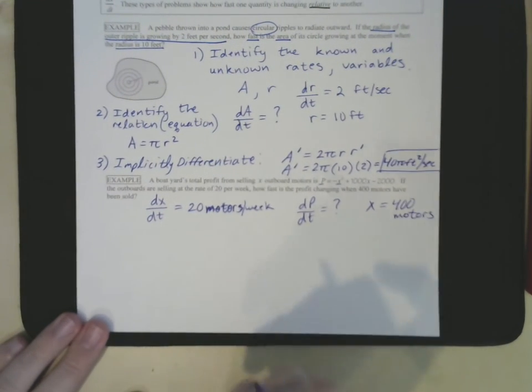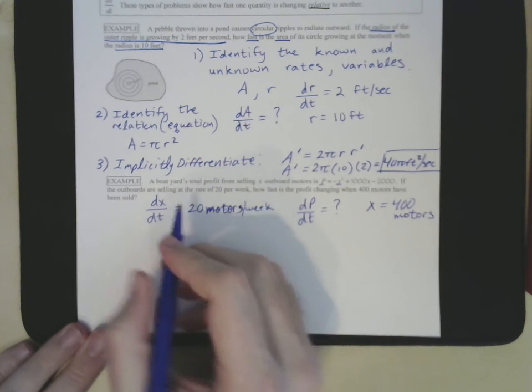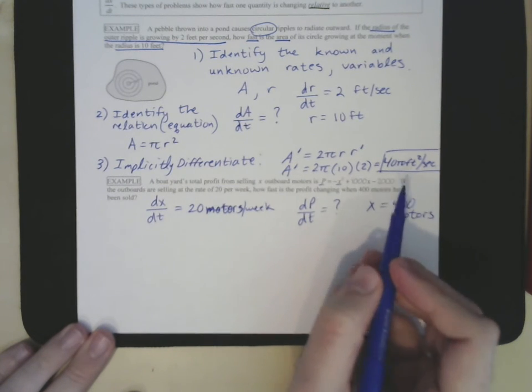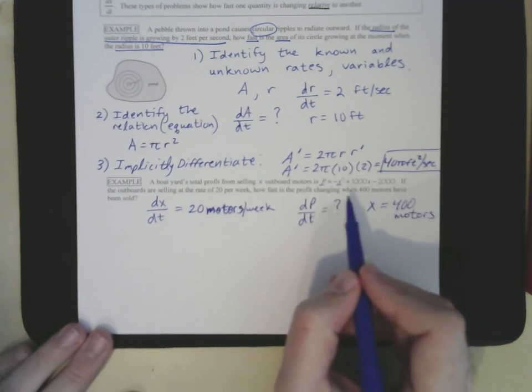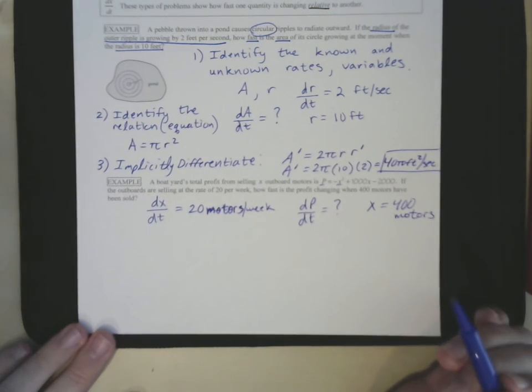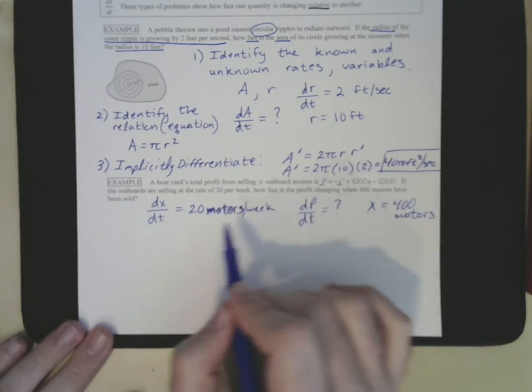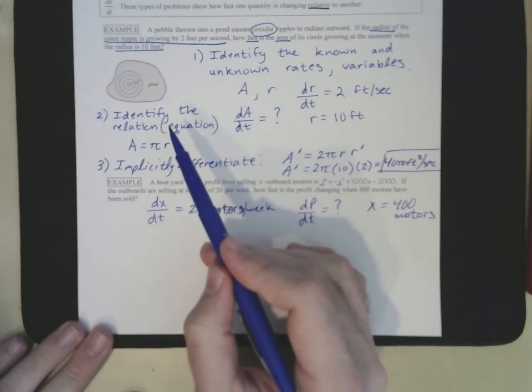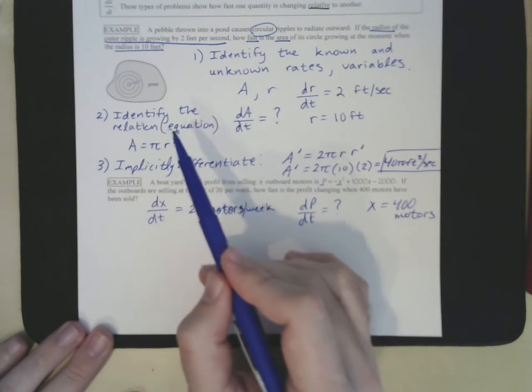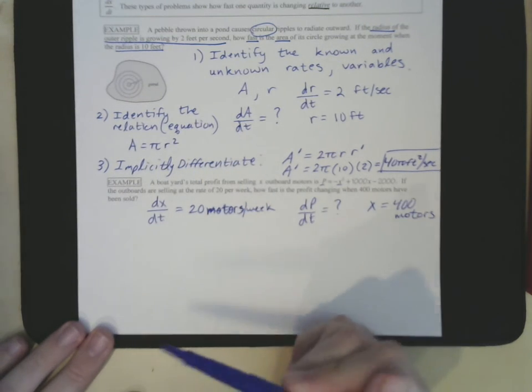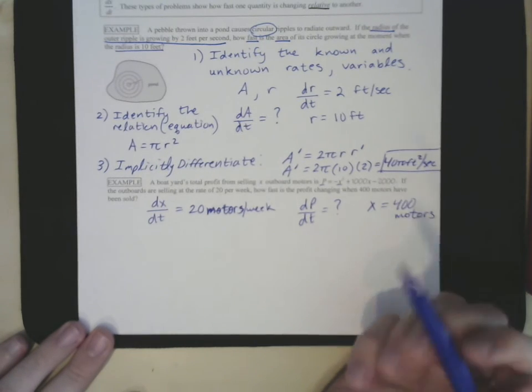So they gave us the relation. Sometimes some problems will give you the relation if it's a custom thing. So this is custom to this problem. Sometimes, like in this first example, you'd be expected to know what the radius of a circle is, or the area of a circle is.